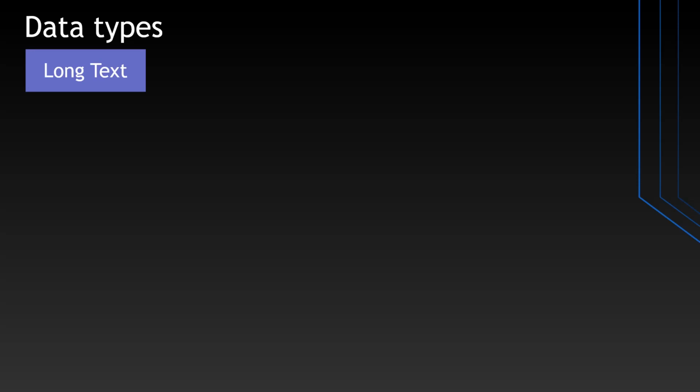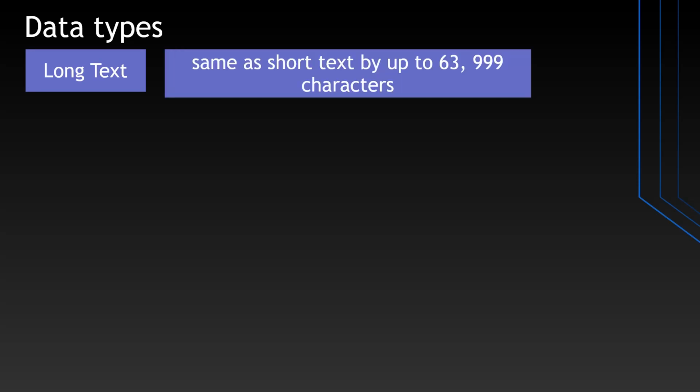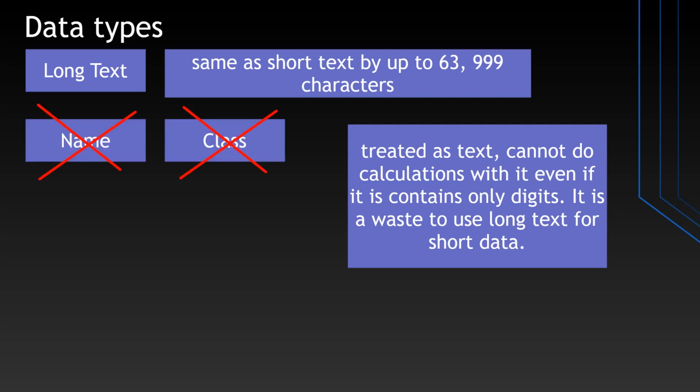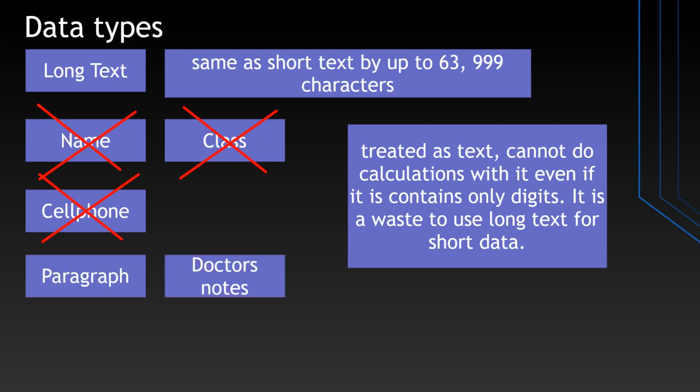Data type: long text. It can contain characters such as letters, digits, spaces, special characters, the same as short text, but a whole lot more of them. It is treated as text even if it only contains digits. It is a waste of space to use long text for short data items, so you would not use it for name, class, cell phone number. But you would use it for something that would require a paragraph, like notes.